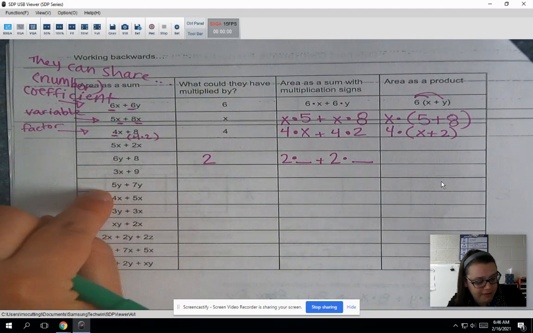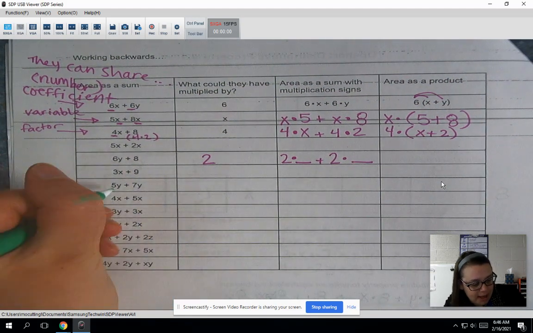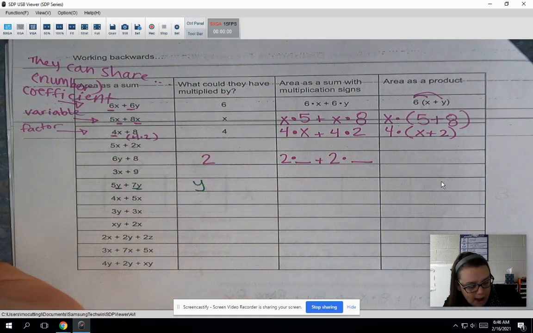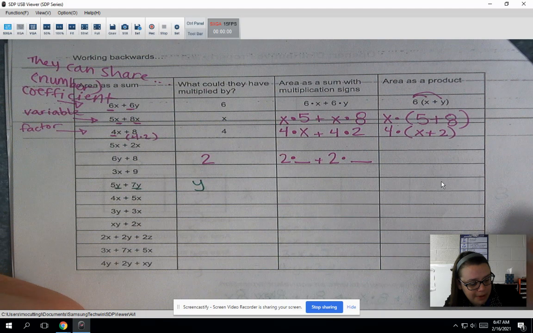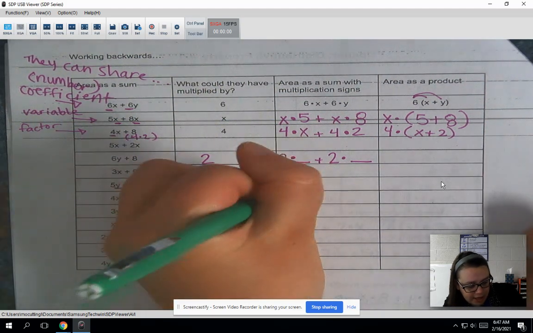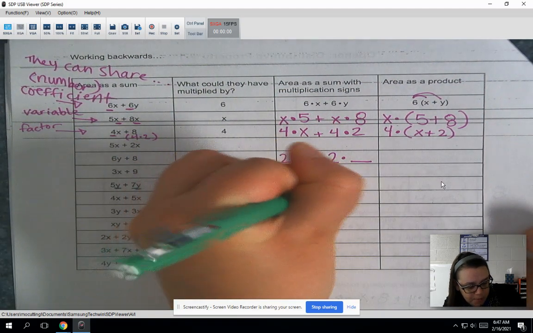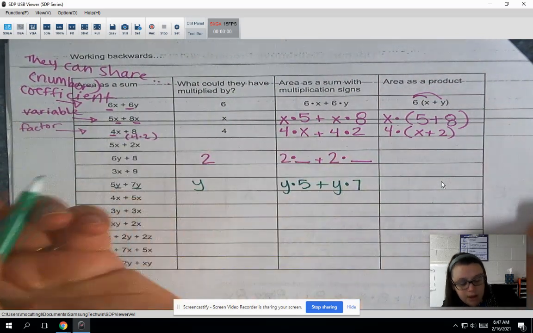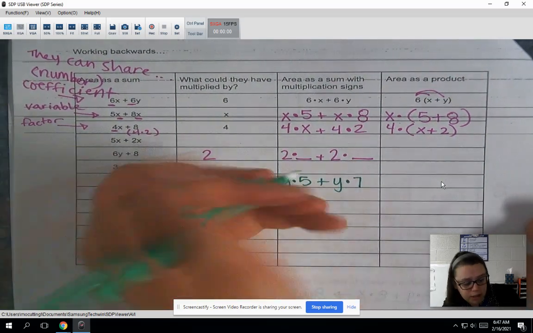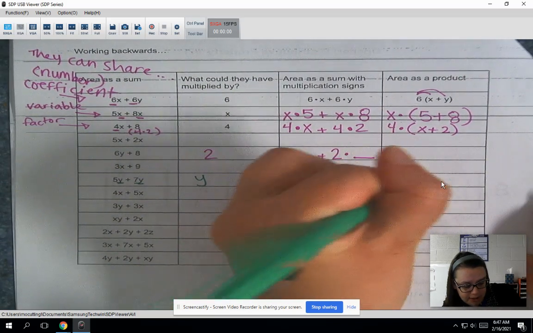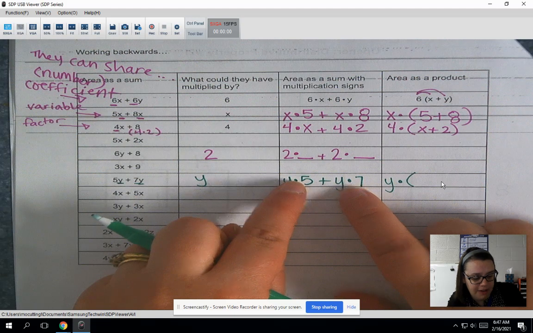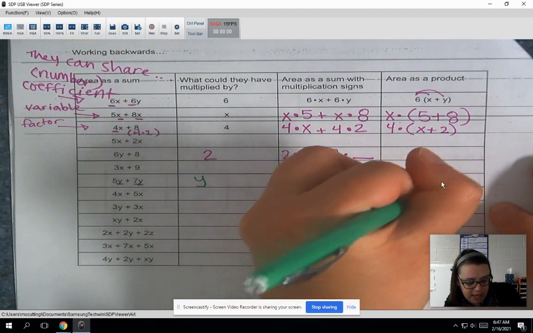Let's pop down here to 5y plus 7y. Hey, they both have a y. So what could they have multiplied by? y. So if they multiplied by y to get 5y, they did y times 5 plus y times 7. So now I'm pulling out in front of my parentheses the y and the times sign. So pulling out that factor, and we have 5 plus 7 left inside.